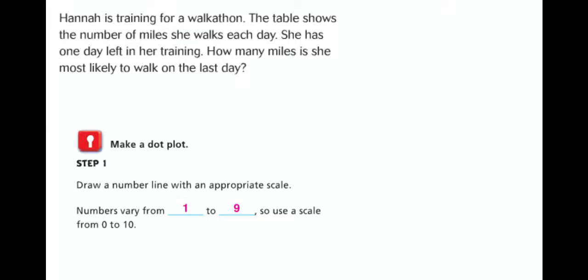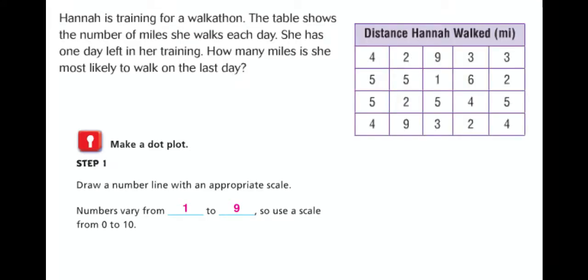Lesson 12.3. It's going to be all about dot plots. So here's your unlock the problem. Hannah is training for a walkathon. The table shows the number of miles she walks each day. She has 1 day left in her training. How many miles is she most likely to walk on the last day?